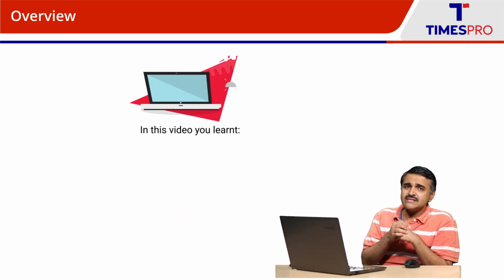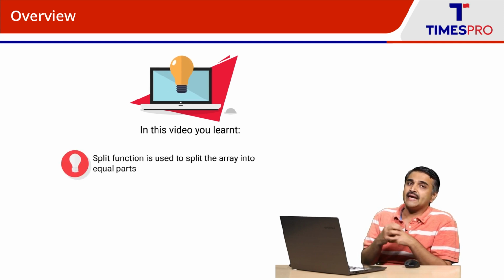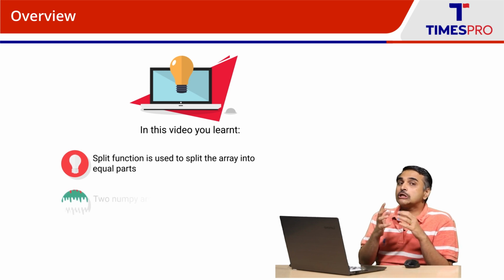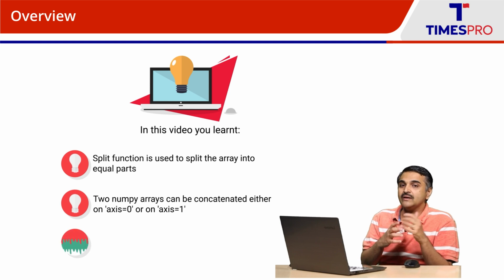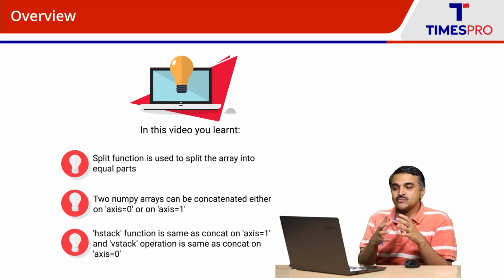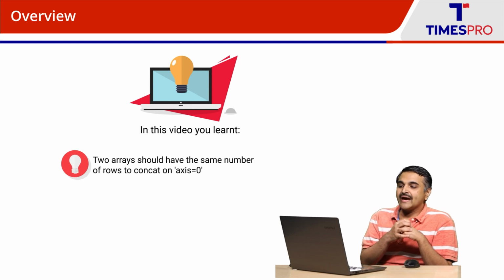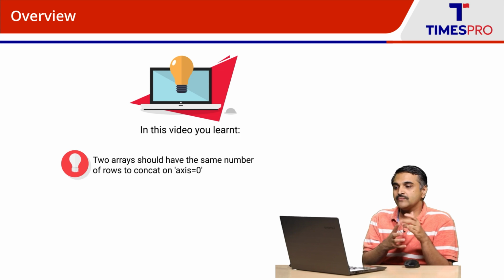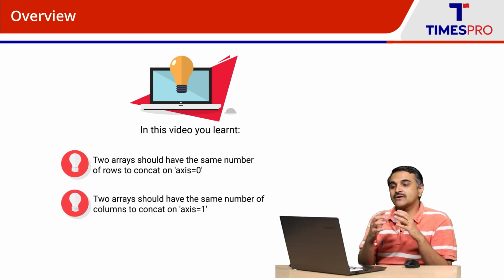Here are the key takeaways from this video. The split function is used to split the array into equal parts. Two Numpy arrays can be concatenated either on axis 0 or on axis 1. hstack is the same as concatenate on axis 1, and vstack operation is the same as concatenate on axis equal to 0. Two arrays should have the same number of columns to concatenate on axis 0. Two arrays should have the same number of rows to concatenate on axis 1.